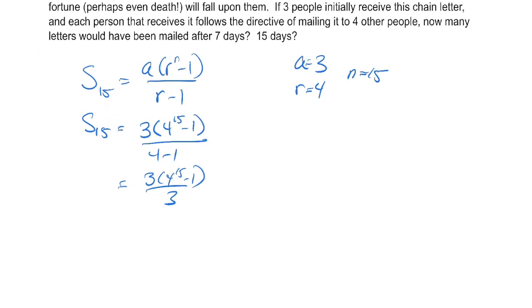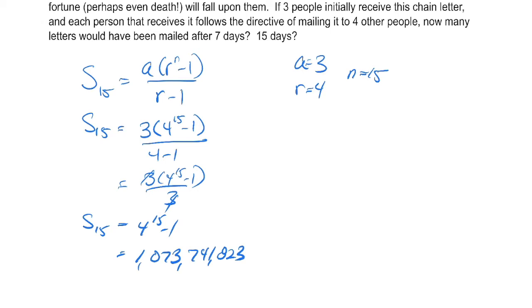Luckily in this case, we can actually reduce the 3. So S of 15 is actually 4 to the power of 15 minus 1. You plug that into your calculator, and we're going to discover it's a huge number. So even after 15 days, we get 1,073,741,823 letters that got sent out over the span of essentially 2 weeks.